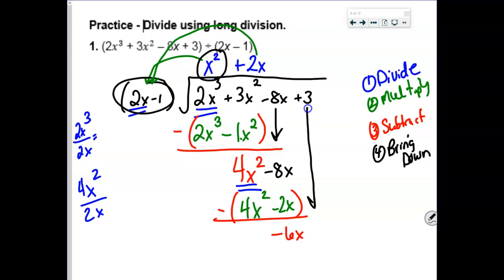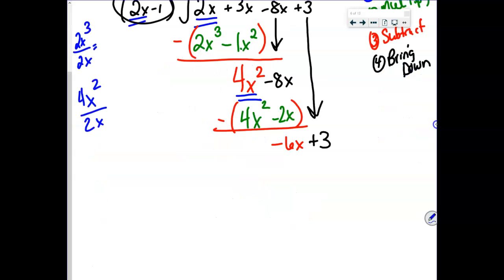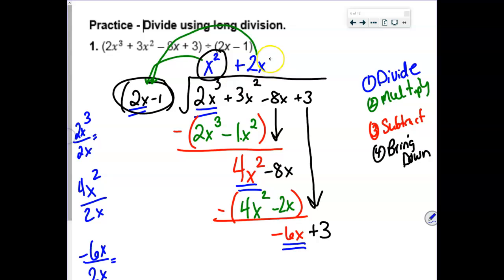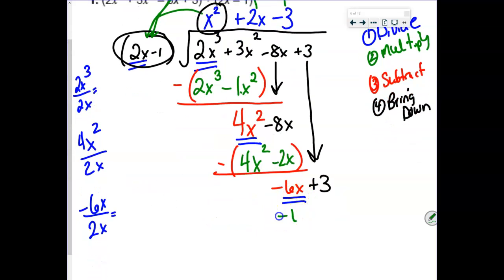We have one more term to bring down, and this will be our last step in division. So dividing my new lead term by your 2x is a negative 3, so up top here we write down the minus 3. Multiply that in. So we have negative 6x plus 3. What happened to your remainder? Beautiful. You got no remainder. So your answer is?